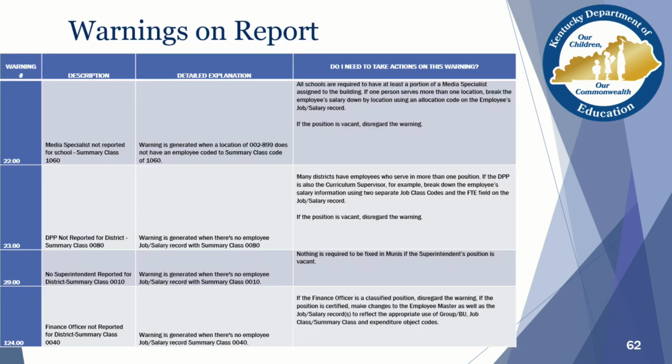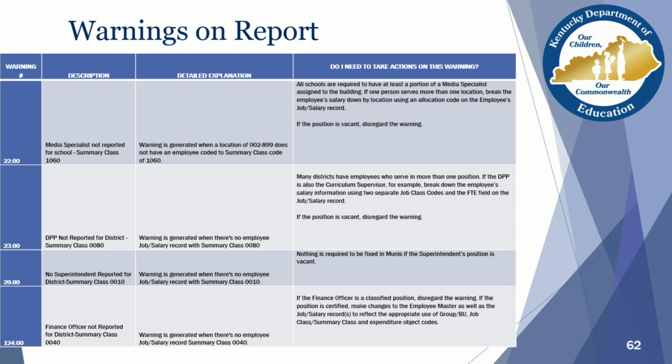Some warnings that you'll get, again, these are just things that you want to check for, is 22, which is media specialist not reported for the school. You want to make sure that you have a media specialist reported. 23, which is that the DPP is not reported for the district. You'll want to make sure that that's included.